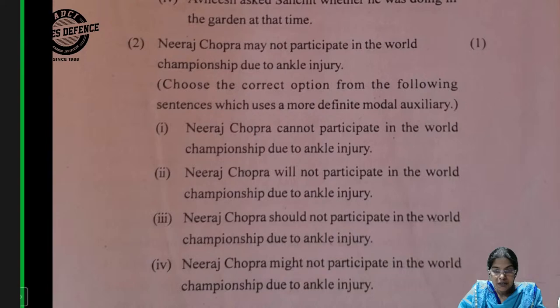So what is the correct answer? If you want to keep it definite, you have to make it straight. So you will say, he will not participate in the world championship due to ankle injury. That is option two. Neeraj Chopra will not participate in the world championship due to ankle injury. Okay. The third one, should not participate, is your opinion. And the fourth one is a possibility. So we are looking at the definite one.